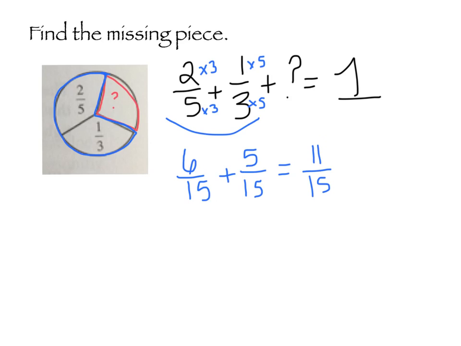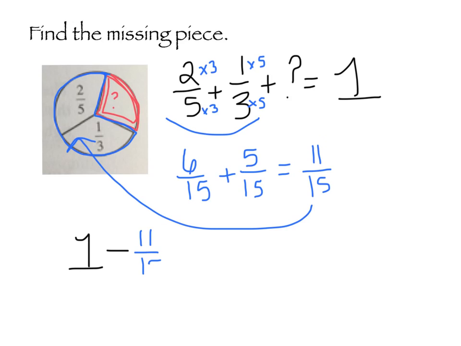Now, that's not the portion of our missing circle. What that represents is the amount of the circle that's shaded in blue. That's 2/5 plus 1/3. Okay, so if 11/15 of our circle is the blue portion, then we need to take that away from a whole to figure out what this missing red wedge is. So we're going to say 1 whole, or 1, minus the blue portion, 11/15, has to equal whatever our red portion is. So the whole, take away what we know, gives us that unknown piece.